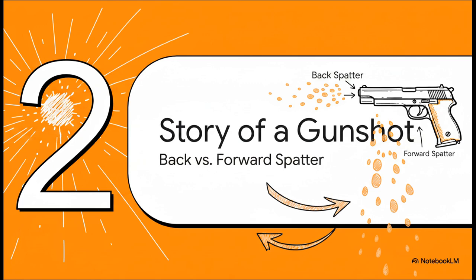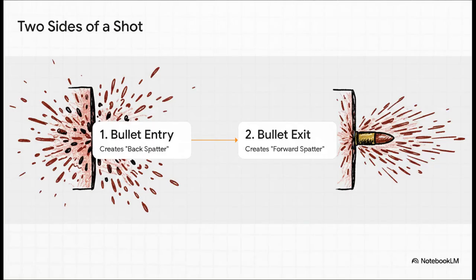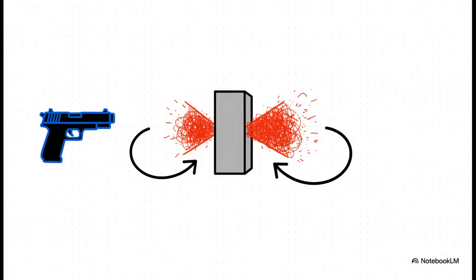And to really see this in action, let's zoom in on one of the most complex, high-velocity events there is, a gunshot. You see, a single shot doesn't just create one pattern, it actually creates two. As the bullet enters a target, it forces blood and tissue backwards, creating what we call backspatter. Then, as it exits, it carries blood and tissue forwards in the direction it's traveling, creating forward spatter. And this is just brilliant. It shows how much detail you can get.